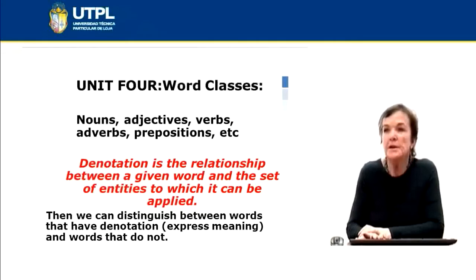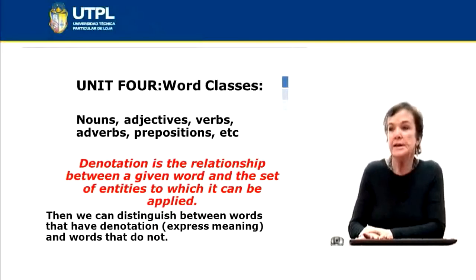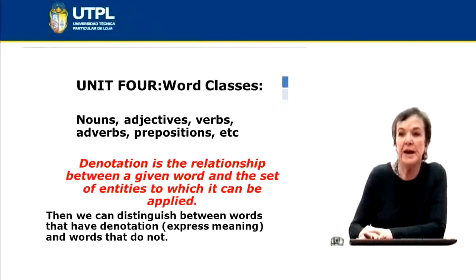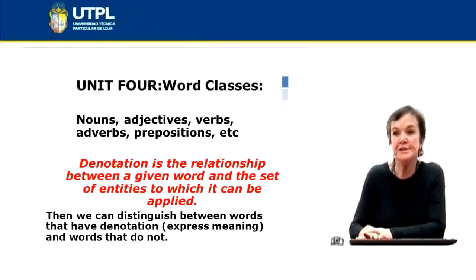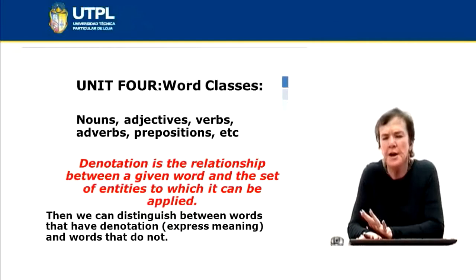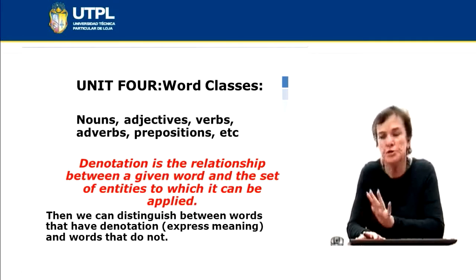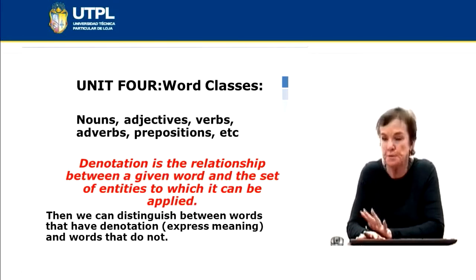Denotation indicates the basic meaning of a word. Then we can distinguish between words that have denotation, express meanings, and words that express very little meaning, or sometimes they do not express meaning. For instance, auxiliaries in English do not express meaning.